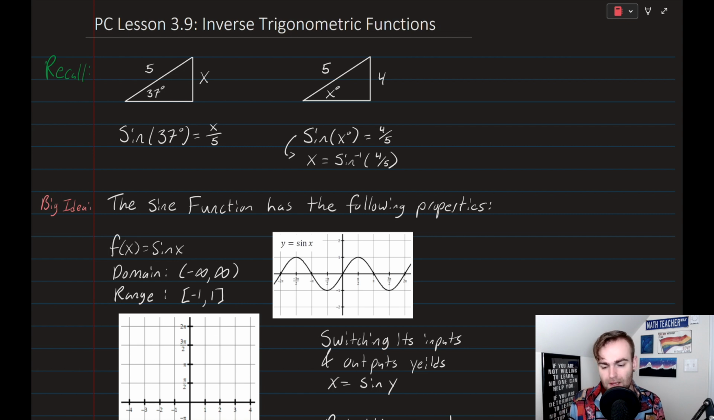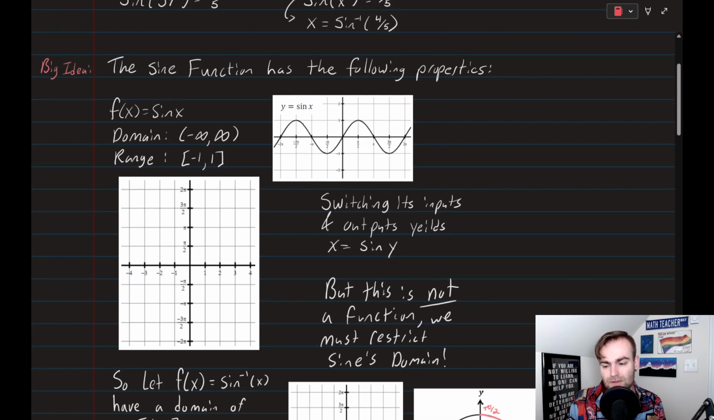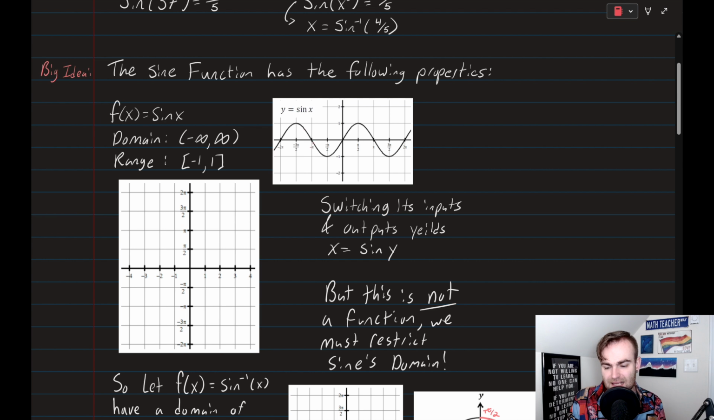So let's explore that. The sine function is this S-shaped curve. It has the following properties. We know its domain is negative infinity to positive infinity, and its range oscillates between -1 and 1. Inverses, we've taken inverses before, mean that we're switching the inputs and the outputs. So if I graph the equation x is equal to sine y, I would essentially take all of these points and switch their inputs and their outputs.